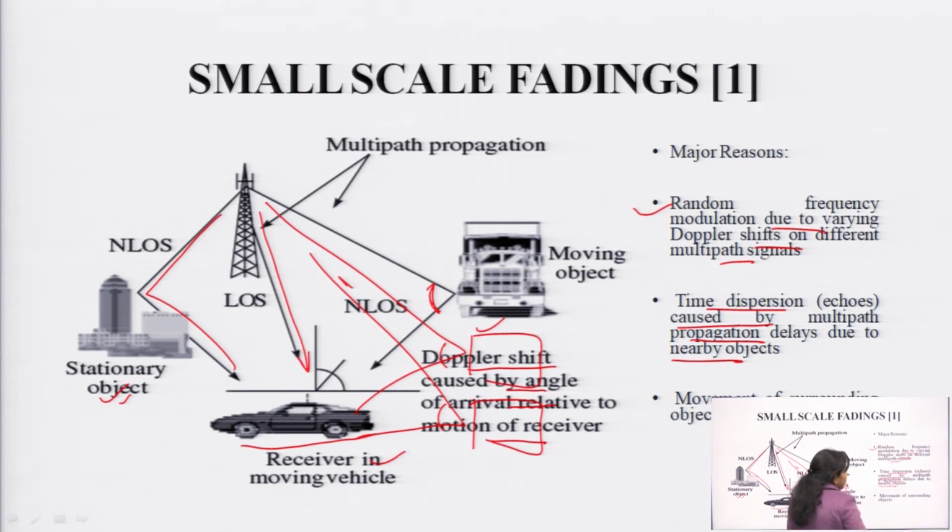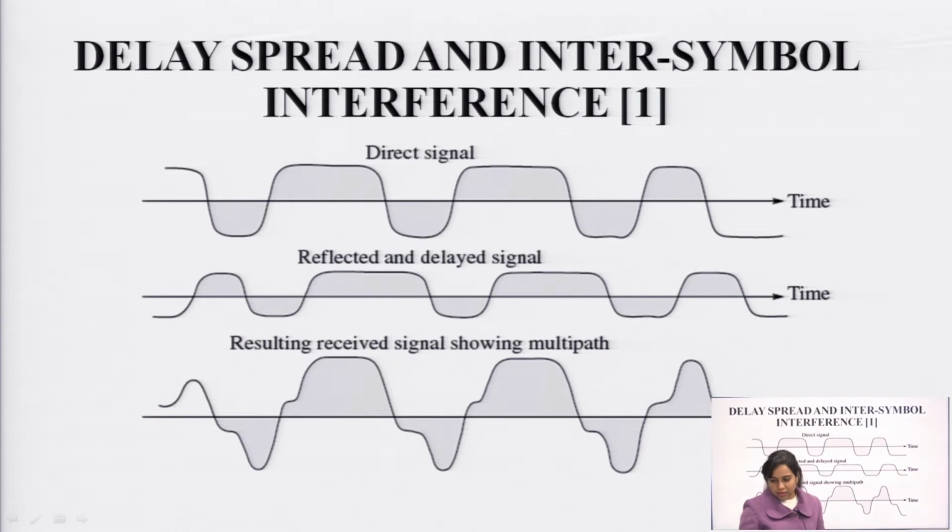The next reason for small scale fading is the time dispersion caused by multipath propagation delays due to nearby objects. Whenever two objects are nearby, there will be time dispersion. Then the movement of surrounding objects is also a reason for small scale fading.